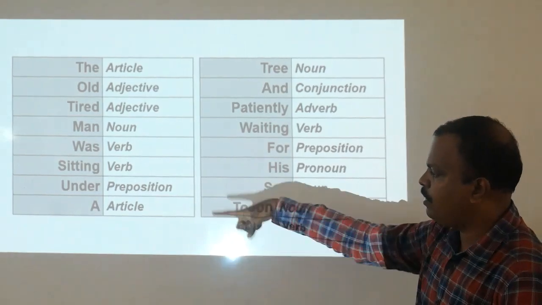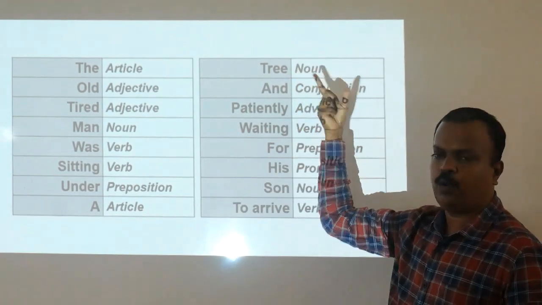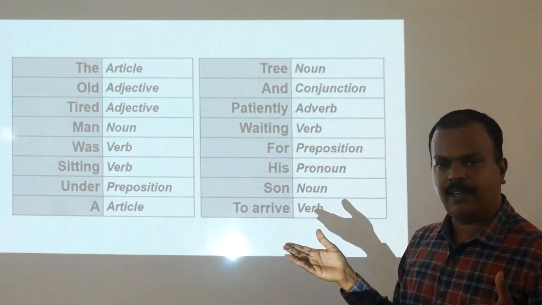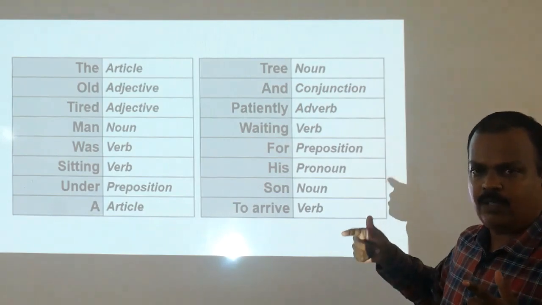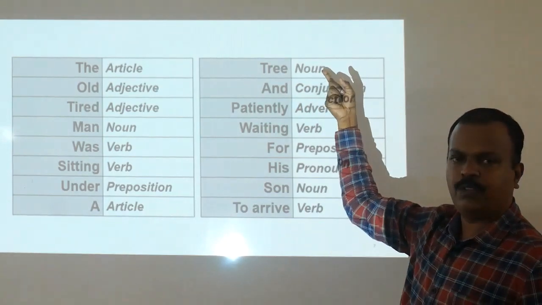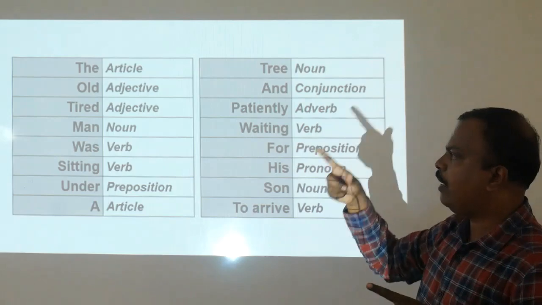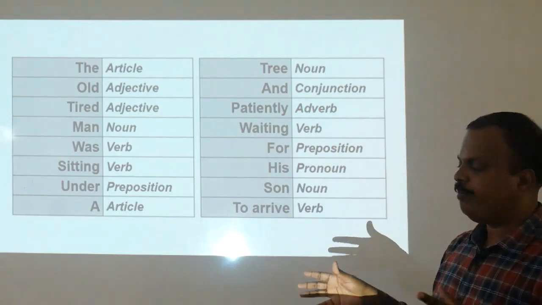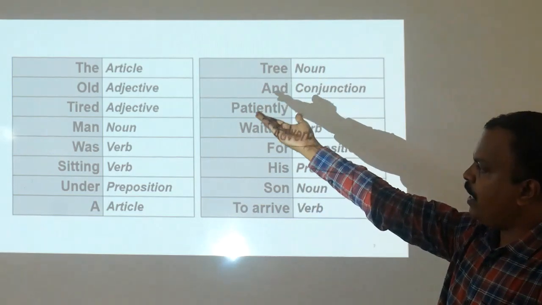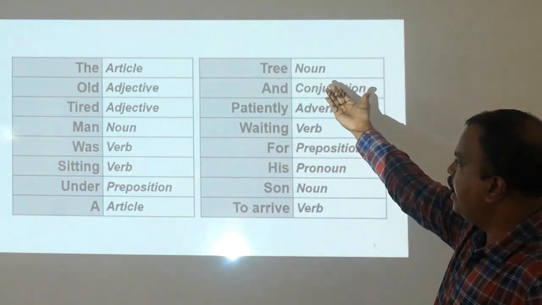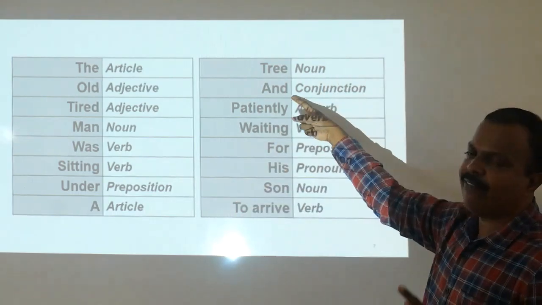Under a tree. What is a doing? A is there because we are talking about a tree. So the article a is there because there is a noun here that we need to describe it with. Articles usually go with nouns, like the was there because of man. So, a tree.